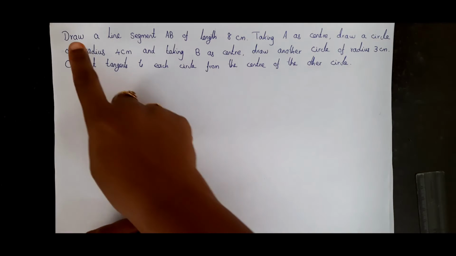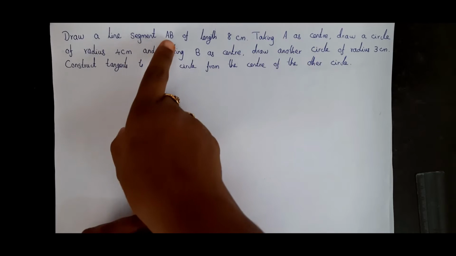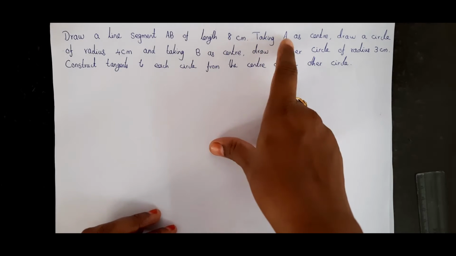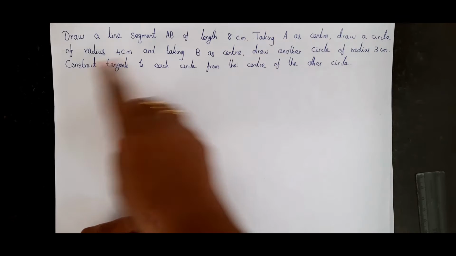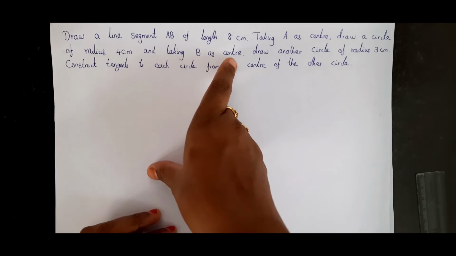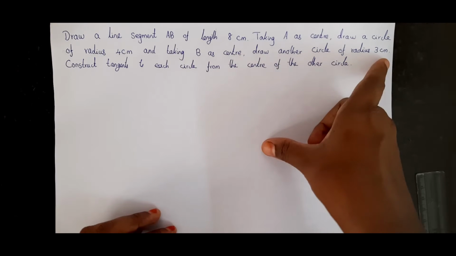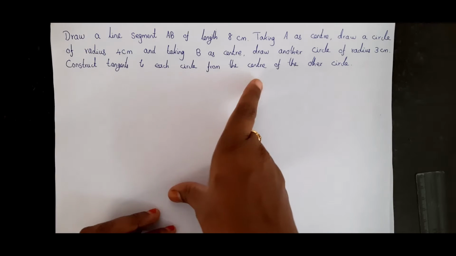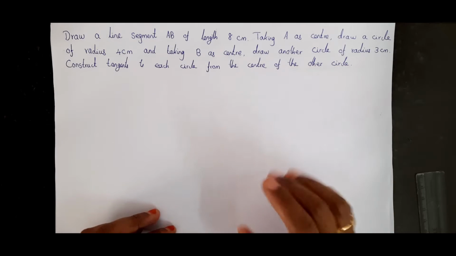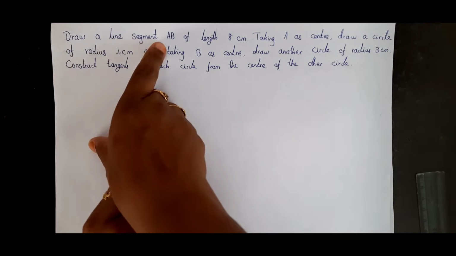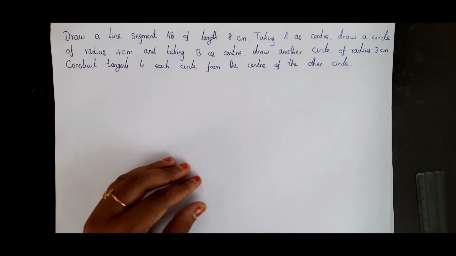Let's see the problem. Draw a line segment AB of length 8 cm. Taking A as center, draw a circle of radius 4 cm, and taking B as center, draw another circle of radius 3 cm. Construct tangent to each circle from the center of the other circle. So first, what we need to do? We have to draw the line segment AB of length 8 cm, right?